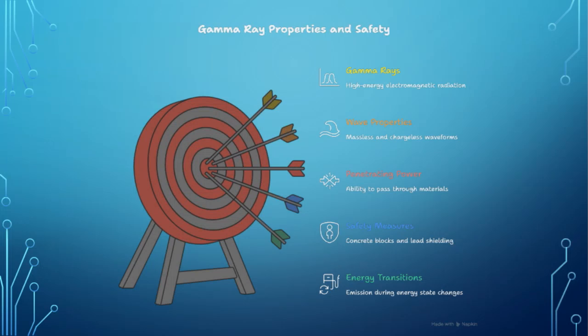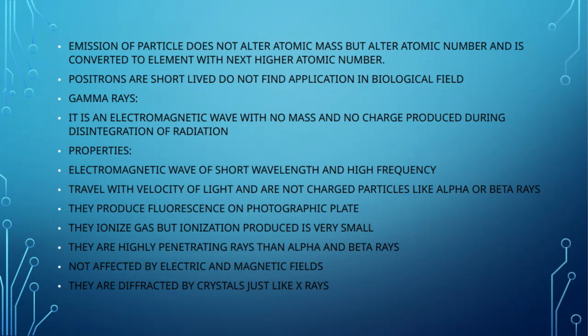This slide doesn't contain enough information. That's why we're moving to the next slide. Let's talk about particle emission. When a particle is emitted, it doesn't change the atomic mass of the atom, but it does alter the atomic number. This process effectively transforms the atom into a different element with the next higher atomic number. So the mass remains the same, but the element changes. Now, regarding positrons, they are a type of antimatter particle. However, they are very short-lived, which means they don't have much practical use in biological applications. Their fleeting existence makes them less useful in that field.